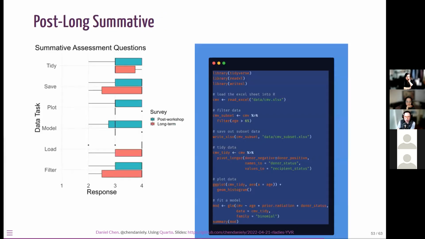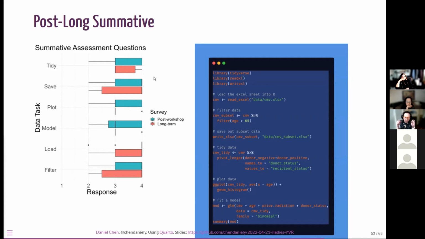What I then ended up doing, as part of the post and long-term assessment, was I actually showed them those 2 data frames and said, given this set of input and output data frames, can you load a data set, filter data, save it out, tidy it, plot it, and fit a model? So I actually asked them how they felt about performing those 6 tasks. And so blue is post and red is long.